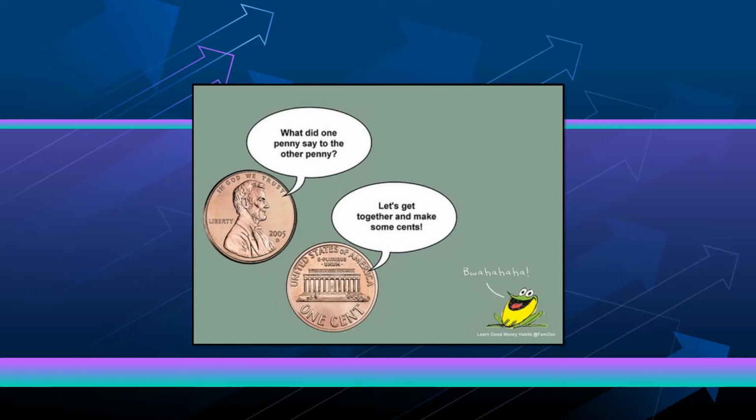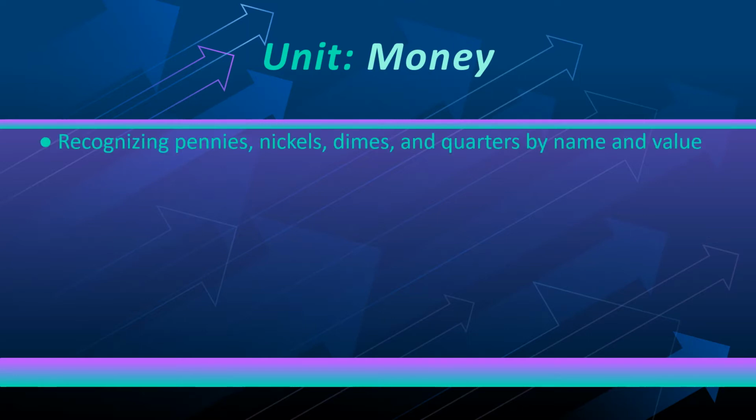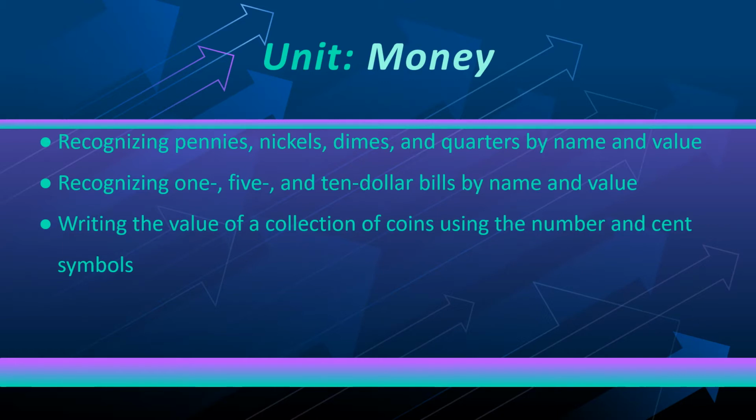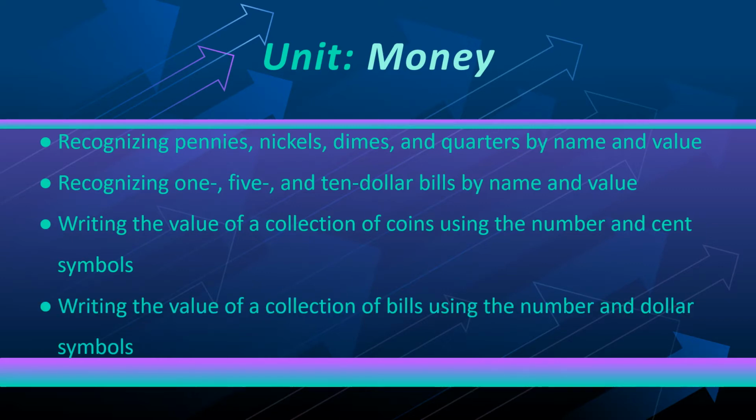In this unit, we will be helping our first graders make sense of money. Our unit on money has the following learning goals. Recognizing pennies, nickels, dimes, and quarters by name and value. Recognizing $1, $5, and $10 bills by name and value. Writing the value of a collection of coins using the number and cent symbols. Writing the value of a collection of bills using the number and dollar symbols.